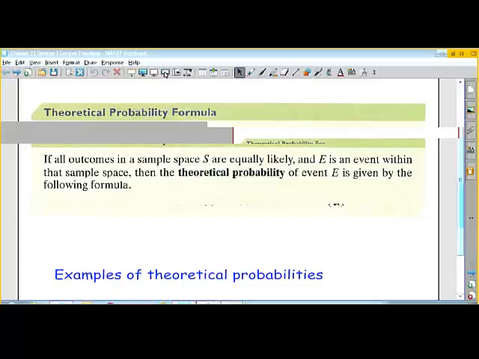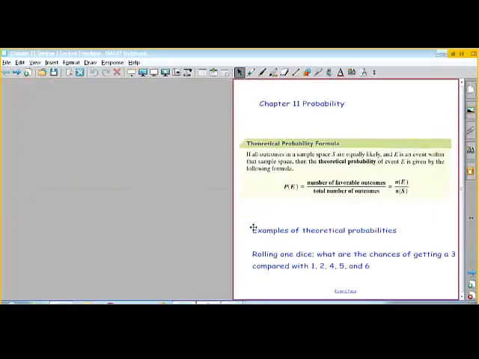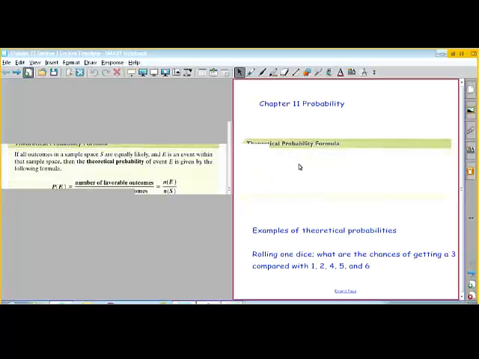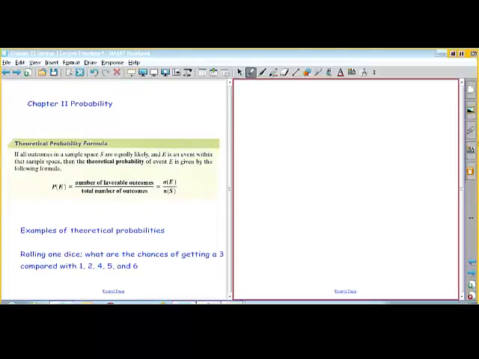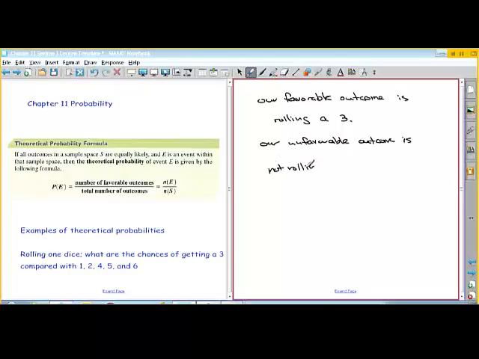So let's just look at an example of something that's pretty simple. So here's some examples of theoretical probability. You roll one dice. What are the chances of getting a 3 compared with the other numbers? So the way you look at it is, okay, what is the favorable outcome defined as here? In our case, our favorable outcome is rolling a 3. Our unfavorable outcome is not rolling a 3.